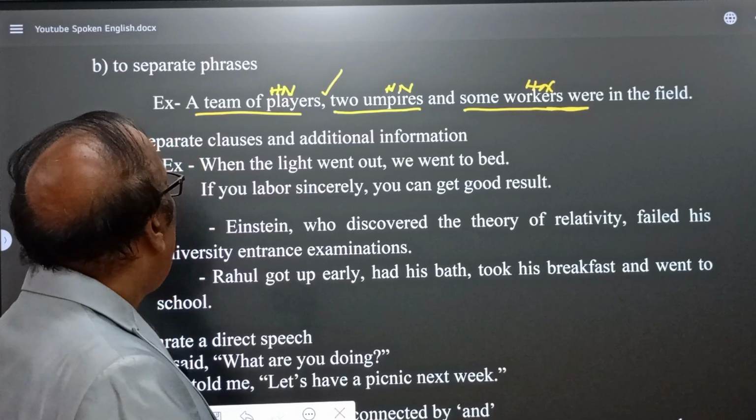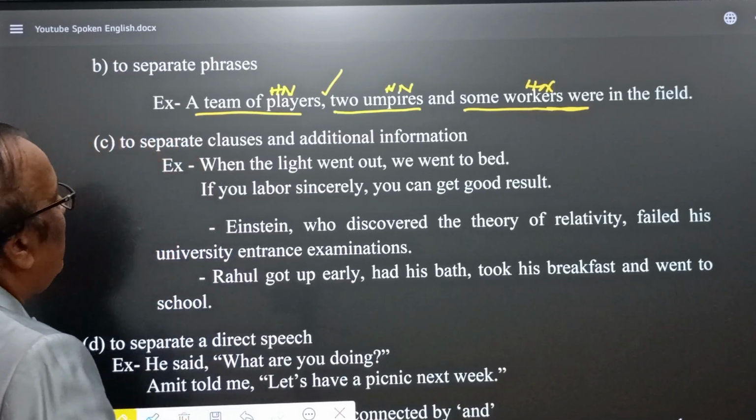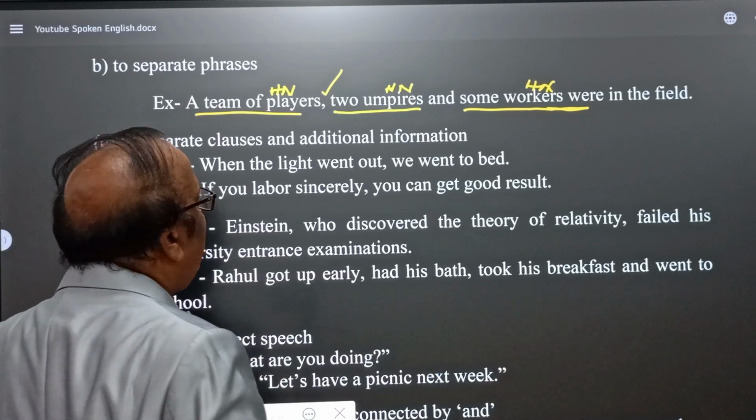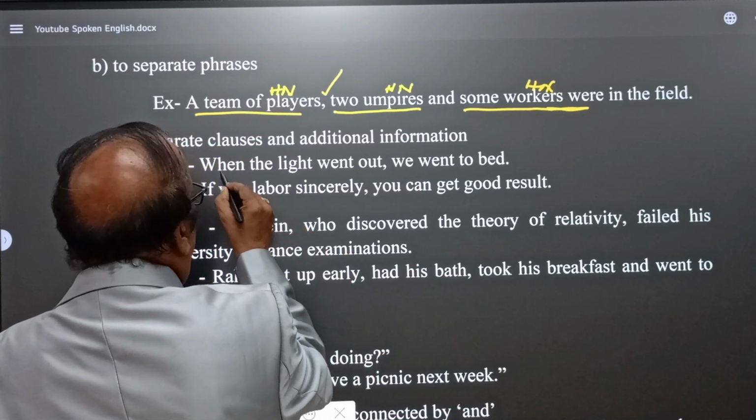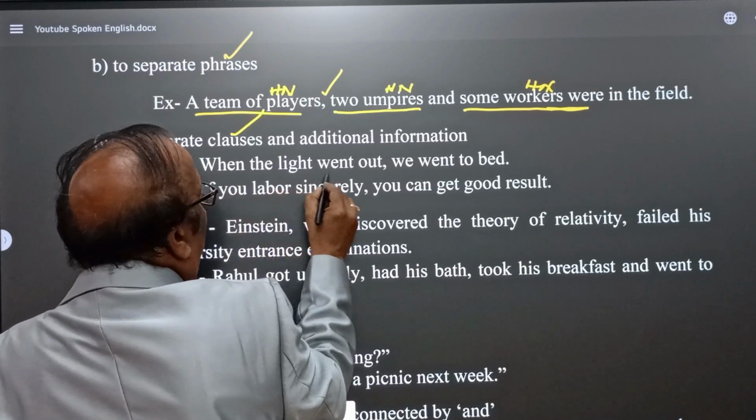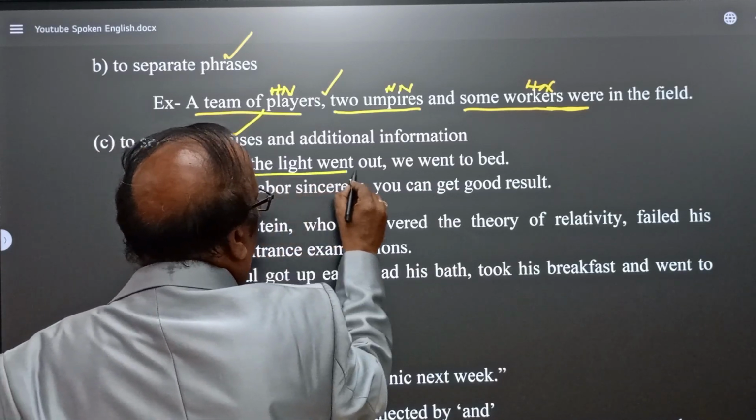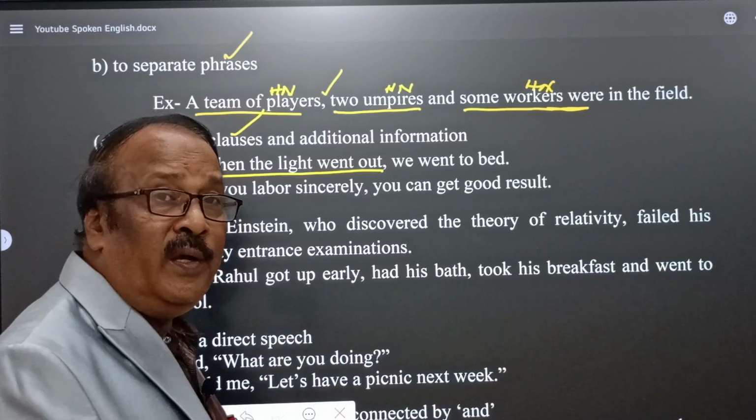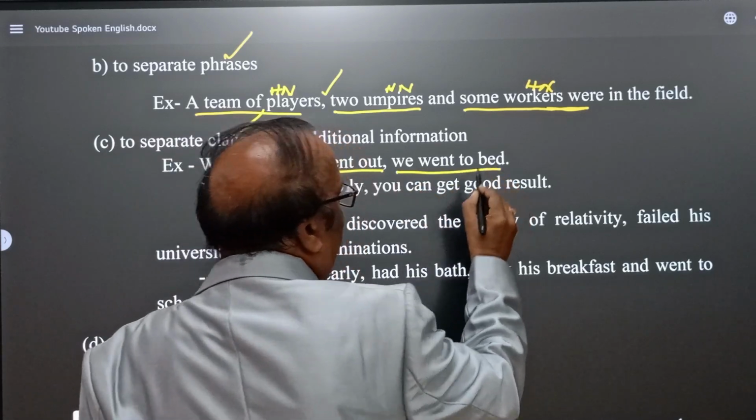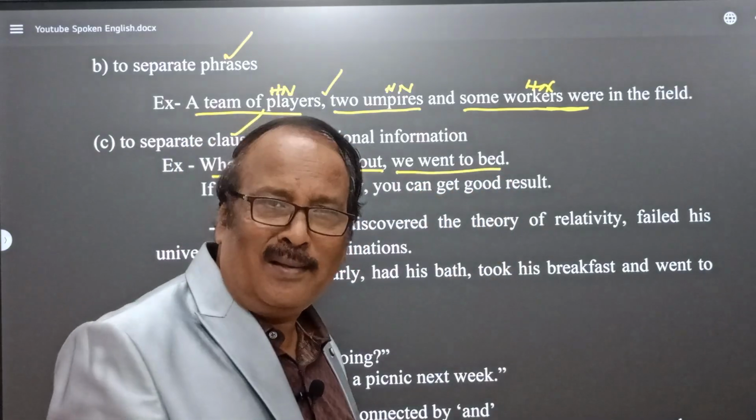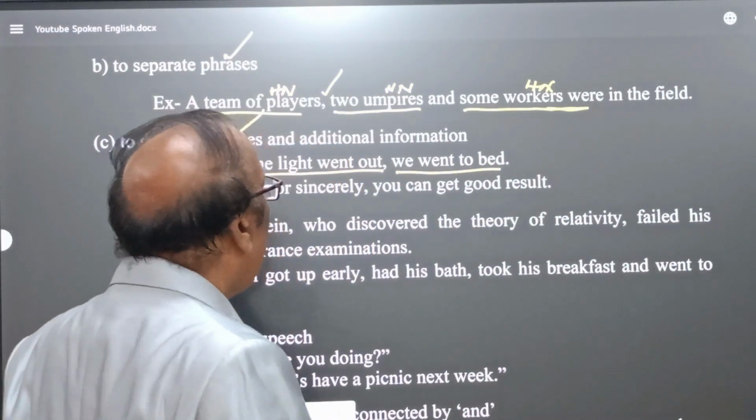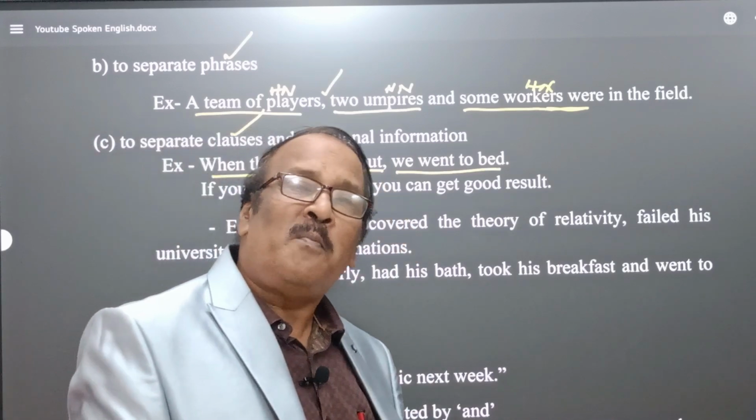Now comes another factor, to separate clauses and additional information. When the light went out, remember, here to separate clauses. Earlier phrases, here clauses. When the light went out is a subordinate clause, and we went to bed is the main clause or principal clause. So: when the light went out, we went to bed. A comma is used because we stopped there.